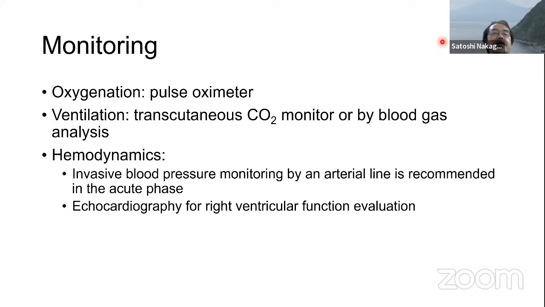Hemodynamic instability may occur when applying high frequency oscillation. So in our institution, we usually start with invasive blood pressure monitoring by an arterial line, especially in the early, acute phase of the management of high frequency oscillation. The patient may have pulmonary hypertension with severe ARDS, or because of the high frequency oscillation settings, the patient may have right ventricular dysfunction. So we often do echocardiography to evaluate the cardiac function.